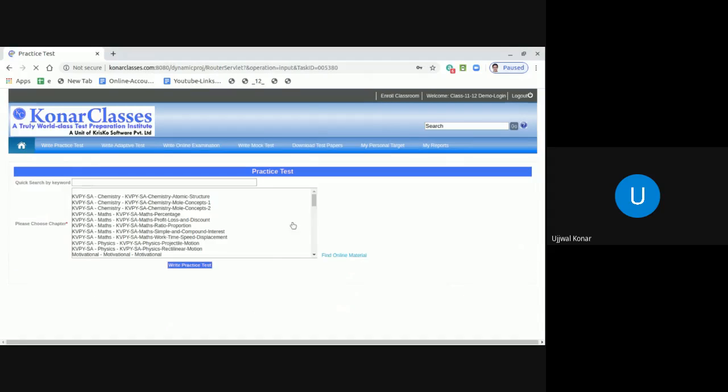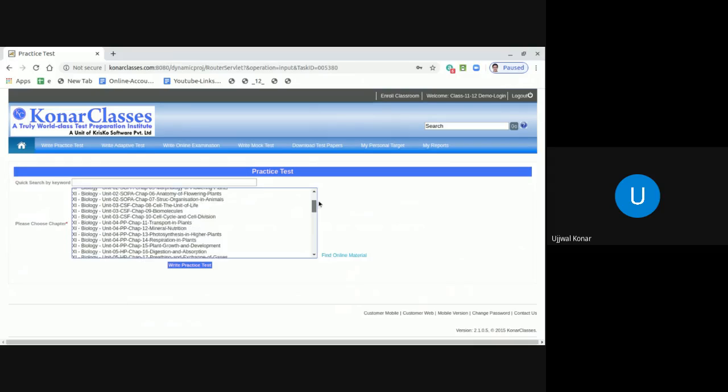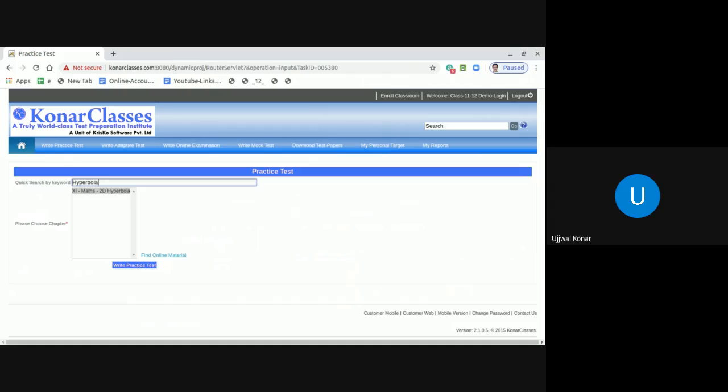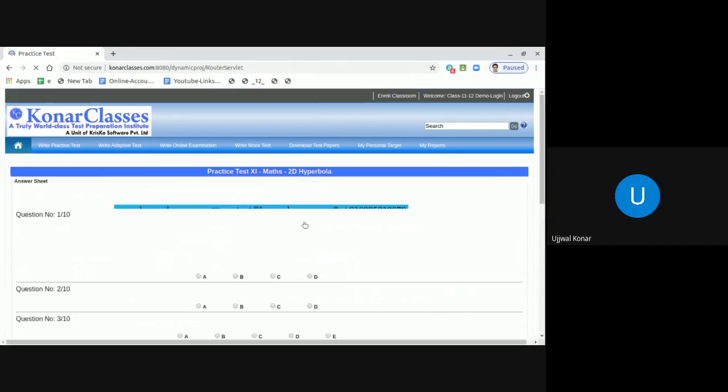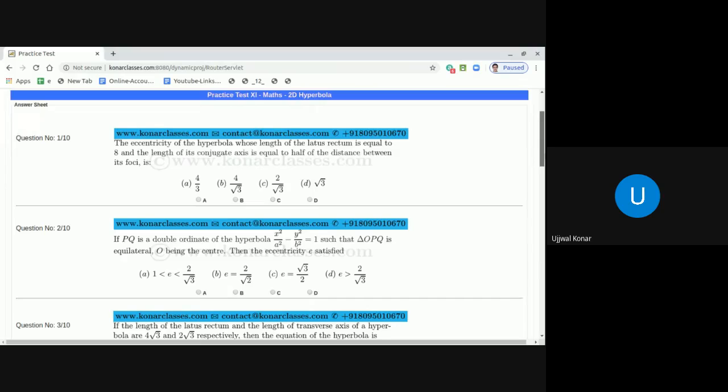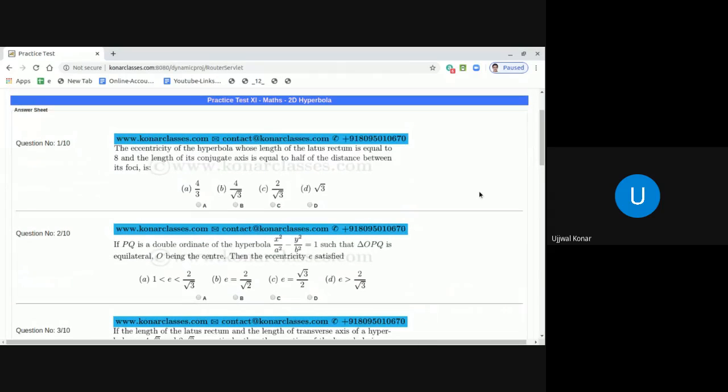And there are a lot of chapters here. You just need to give hyperbola. So it comes here. Then go with the right practice test, and you will see that questions will start coming. And start solving. Solving these questions will ensure that you have great confidence in solving relatively complex questions, and it also helps you prepare for your different engineering entrance examinations.